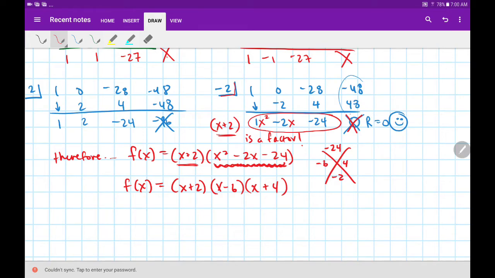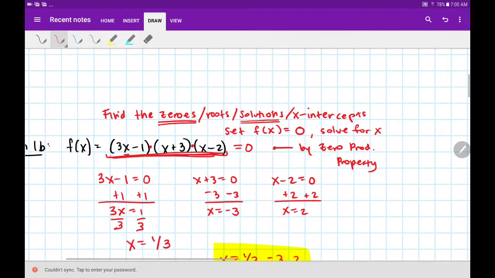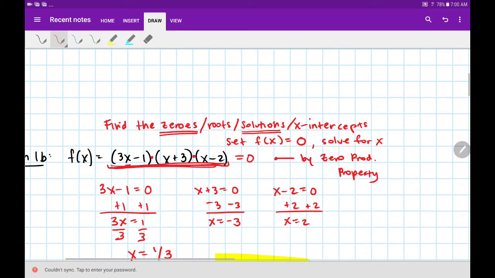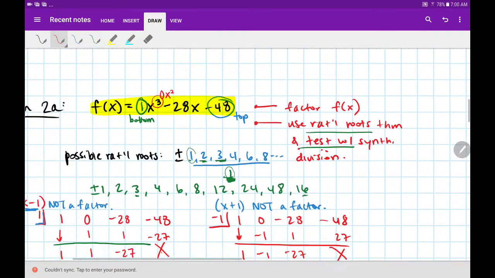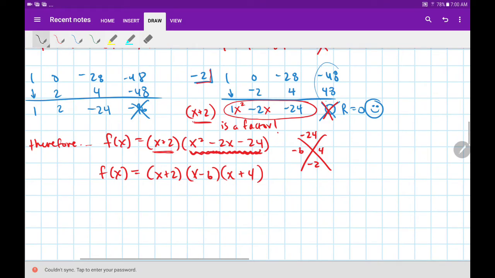Now, finally, we have a problem that looks more like the one that we started with. It's in fully factored form. Therefore, I may set it equal to 0 and solve. So that means x is going to equal negative 2, positive 6, and negative 4.